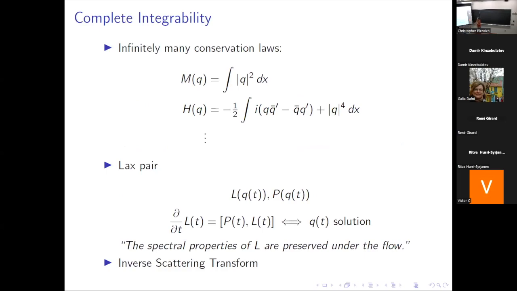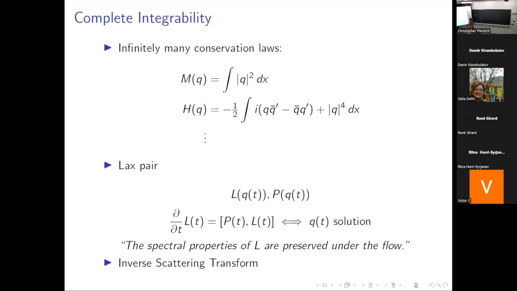So now let me tell you a few things about the methods. As I said earlier, this equation is completely integrable. What does it mean? One feature that we saw is the existence of infinitely many conservation laws. And we already saw the limitations of this feature when we want to prove global well-posedness, at least in such low regularity.